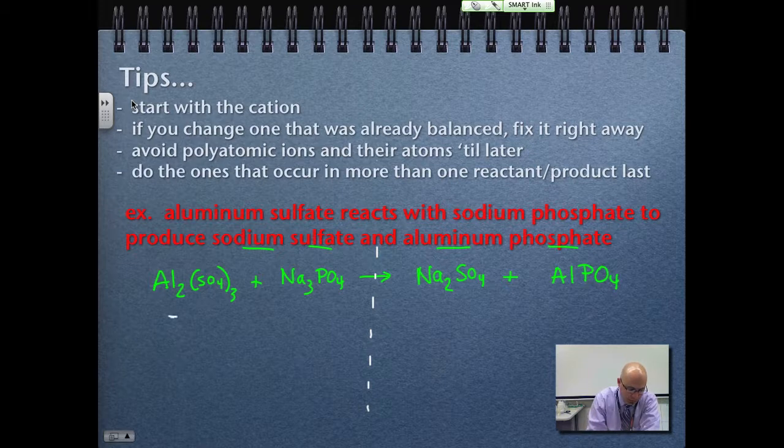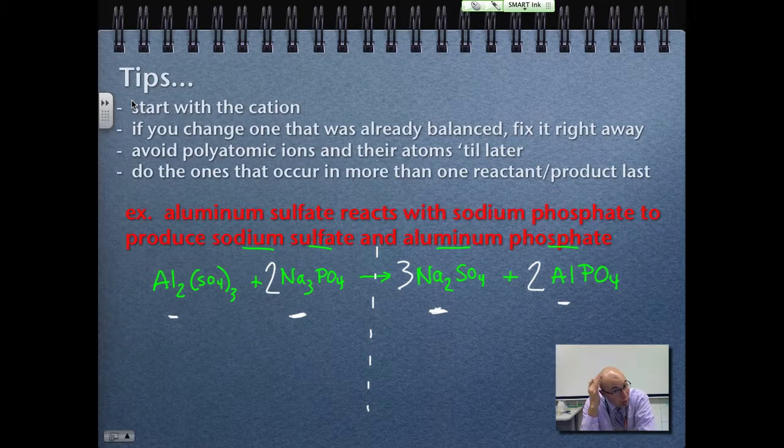I have 2 aluminums, and over here I have 1. So I put a coefficient of 2 in front of my aluminum phosphate. That 2 now distributes to the aluminum. I have 2 aluminums on both sides. I'm good. Let's now go to my sodiums. I have 3 on the reactant side and 2 on the product side. We find the least common multiple when we put coefficients in front. Just like in math, coefficients multiply. So if I have 3 on this side and 2 on this side, I would need 2 and 3 respectively to give me my 6. So now I have 6 sodiums on either side.